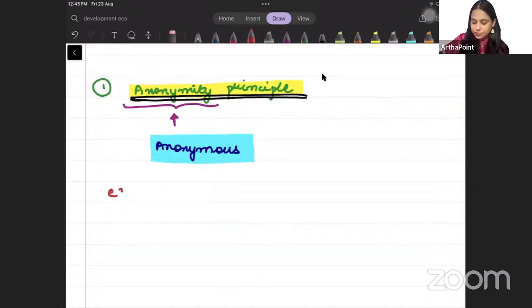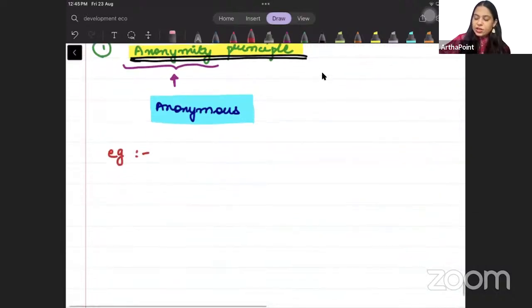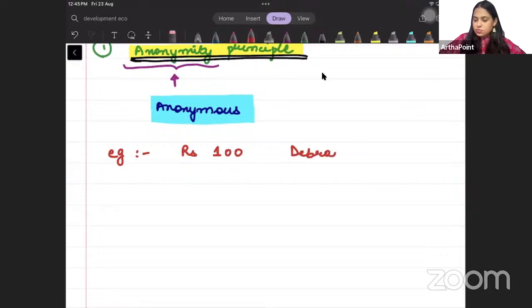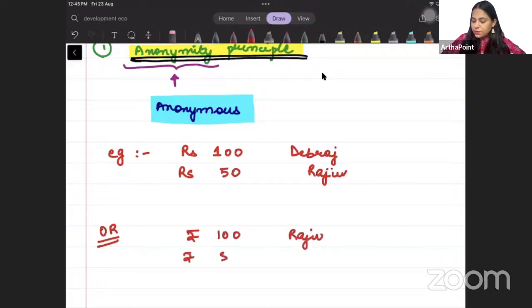For example, if I tell you that 100 is earned by Mr. Debraj and rupees 50 is earned by Rajiv, or I tell you that rupees 100 is earned by Rajiv and rupees 50 is earned by Debraj.